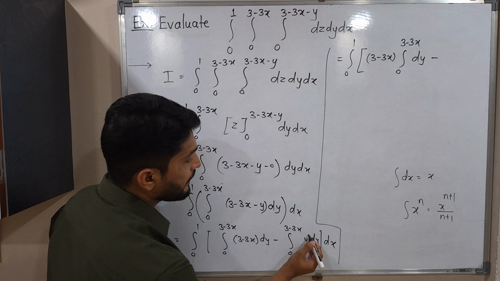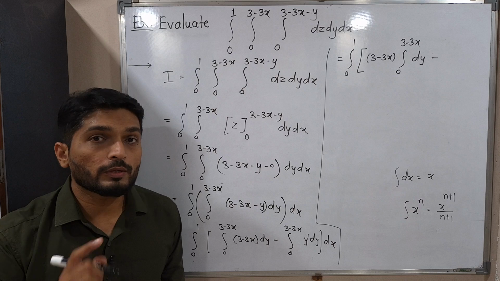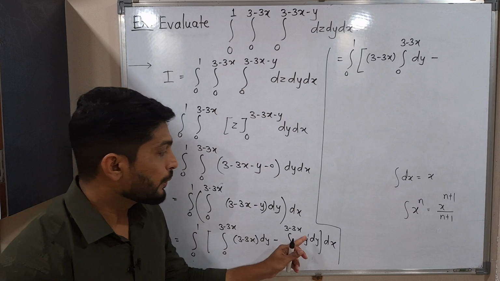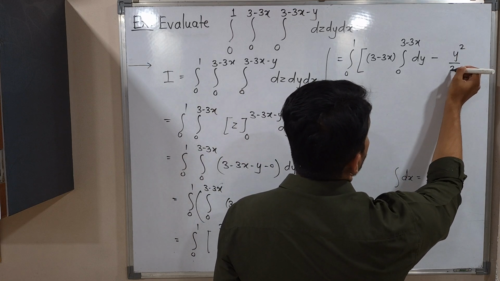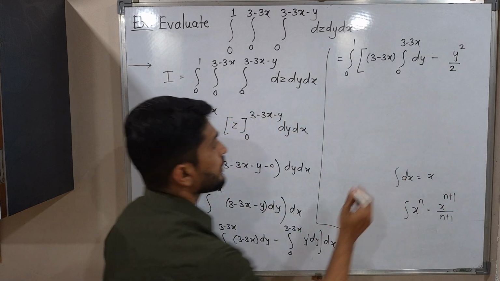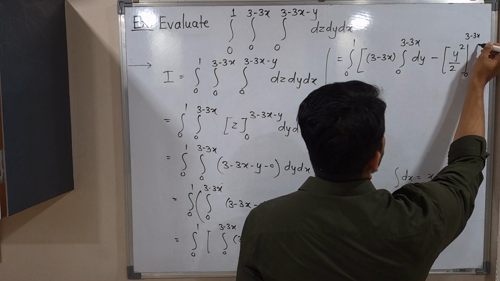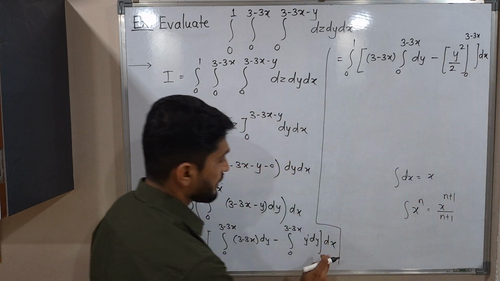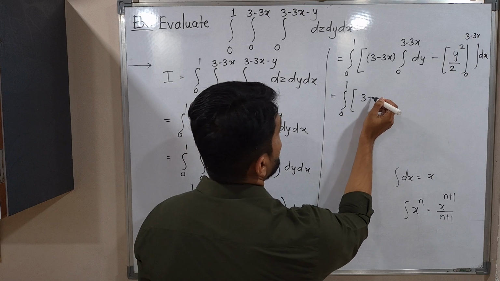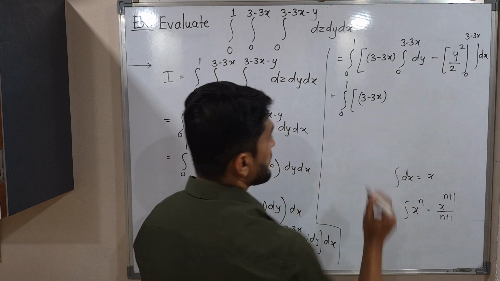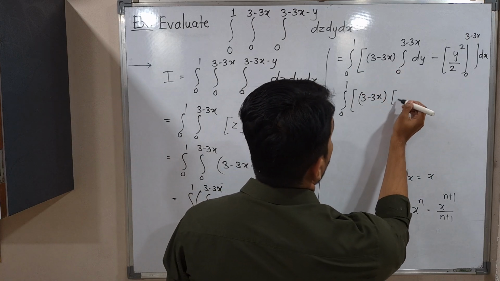Power is nothing, that means it has power 1. It means the value of n is 1. Now tell me what will be its integration? We increase the power by 1, that means y square, right? And the same number we write in denominator, it means 2. Let me write with limit 0 to 3 minus 3x, and I should write dx outside, right? Let us continue, integration 0 to 1, 3 minus 3x. What is integration of dy? Same formula. Integration of dx is x, so integration of dy is y.